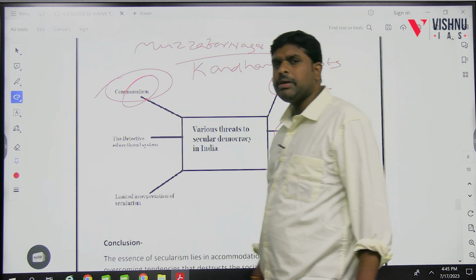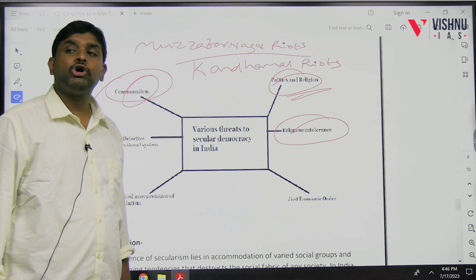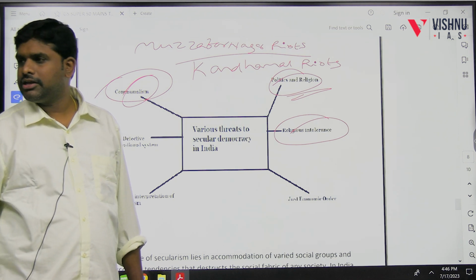Religious intolerance: people are intolerant towards another religion. The Gujarat riots were because of intolerance towards another religion.